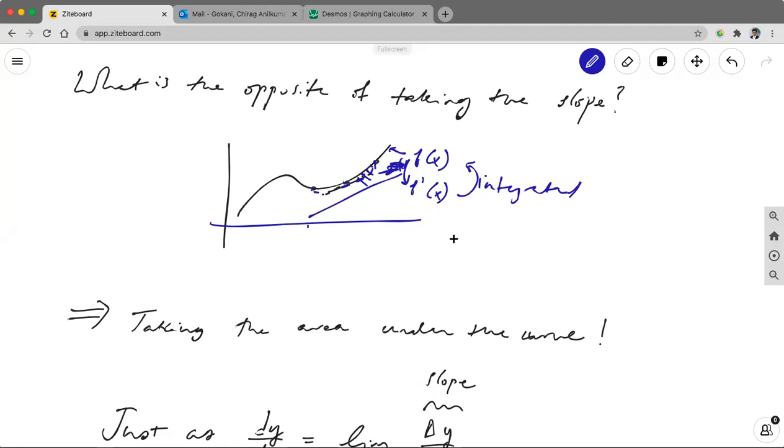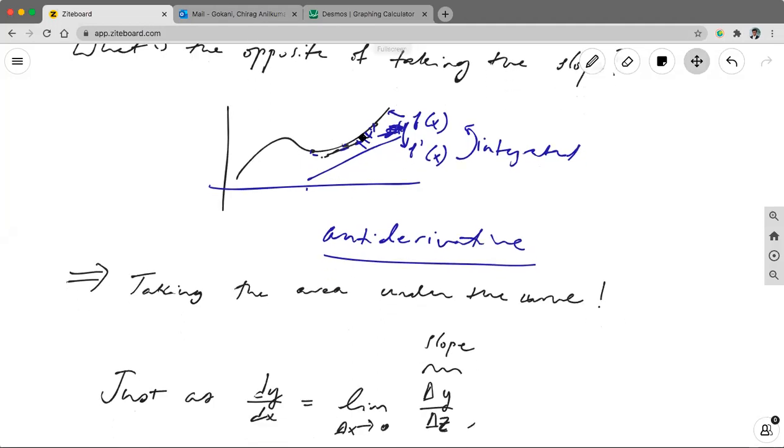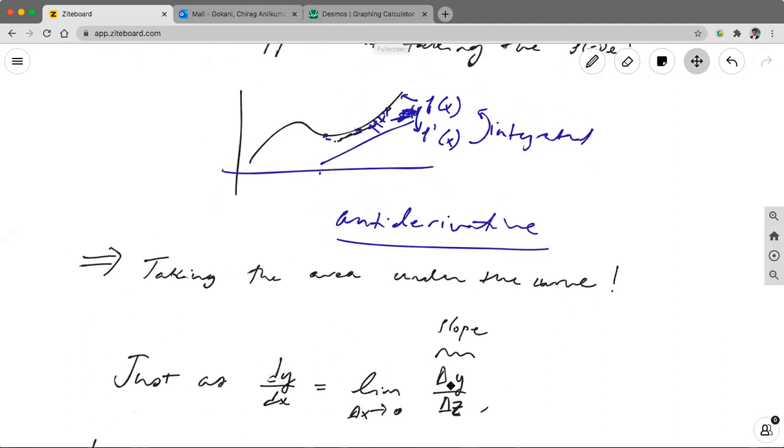And in your calculus course, you might hear this word antiderivative. They're going to introduce this word antiderivative, and this is really the integral. But the reason they use this word is to highlight the fact that it's the inverse of differentiation. So we have this rough intuitive sense of what the integral is. Now formally, remember that the derivative is defined as the limiting case of the slope, right? It's the instantaneous slope, and that's precisely what this statement is.